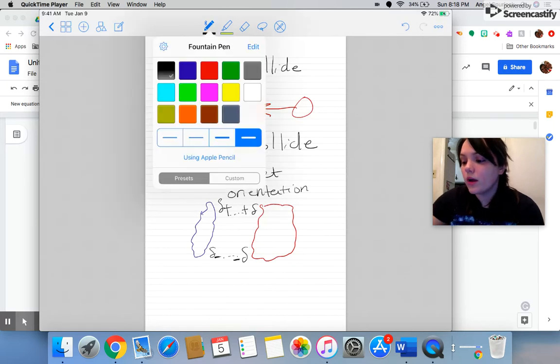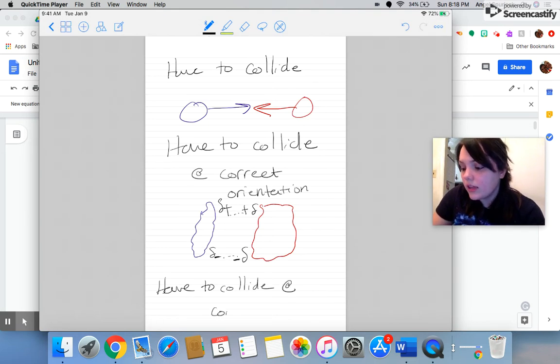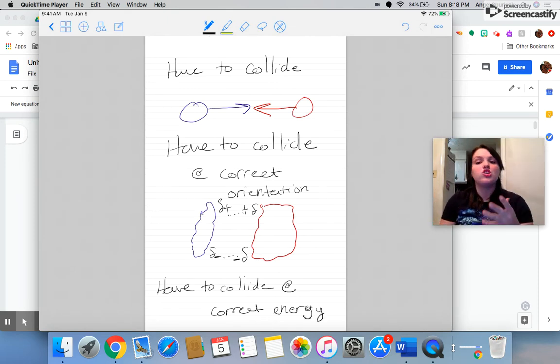The final requirement that we see in order for a reaction to occur is that particles have to collide, they have to collide at the correct orientation, and they have to collide at the correct energy, okay? And we call this energy the activation energy. Activation energy is the energy that particles need to collide at in order for a reaction to occur. This is the energy that we need to break or make those bonds, okay?